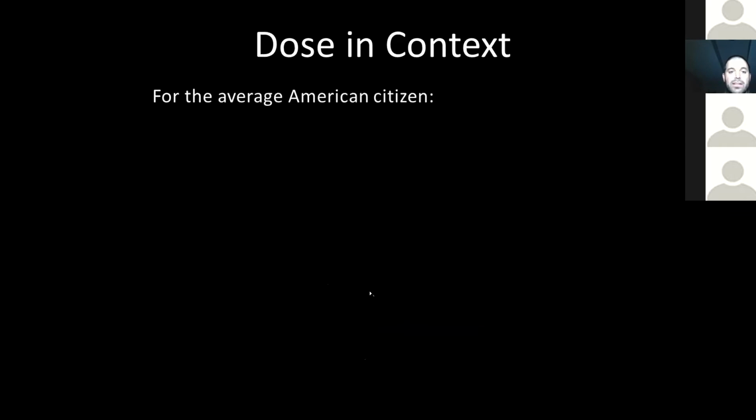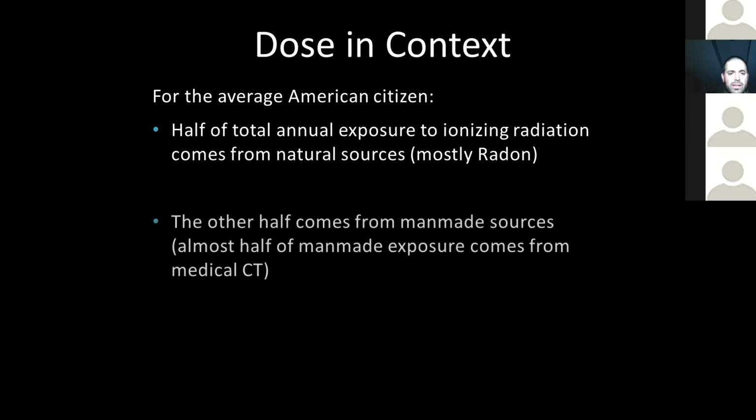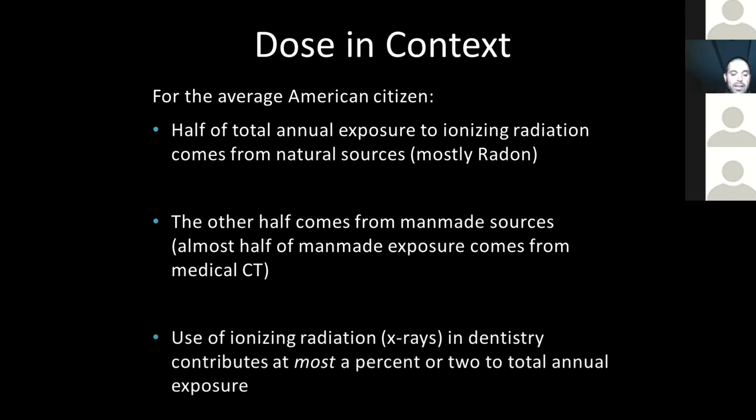Okay, now let's talk about dose and context, and I'm going to relate it to risk. So what I'm going to talk about is the average American citizen for a moment here. For any average American citizen, I will state that half of our annual exposure to ionizing radiation comes from natural sources, and most of that is radon, the gas that bubbles up in your basement. The other half comes from human-made sources, of which about half of that comes from medical CT. Notice I'm not saying cone beam CT here. And if we look at dentistry as a whole, all X-ray use in dentistry contributes at most 1% or 2% to that annual exposure.